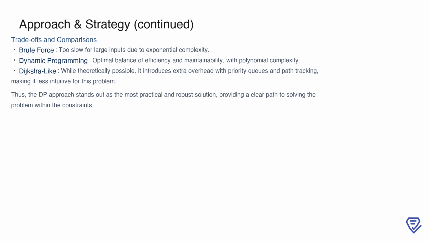When comparing the three approaches, brute force is clearly impractical due to its exponential time complexity, making it unsuitable for larger inputs. The dynamic programming approach, on the other hand, provides an optimal balance of efficiency and maintainability, with a manageable polynomial complexity. While a Dijkstra-like algorithm is theoretically feasible, it introduces additional overhead with priority queues and path tracking, which makes it less intuitive to implement for this specific problem.